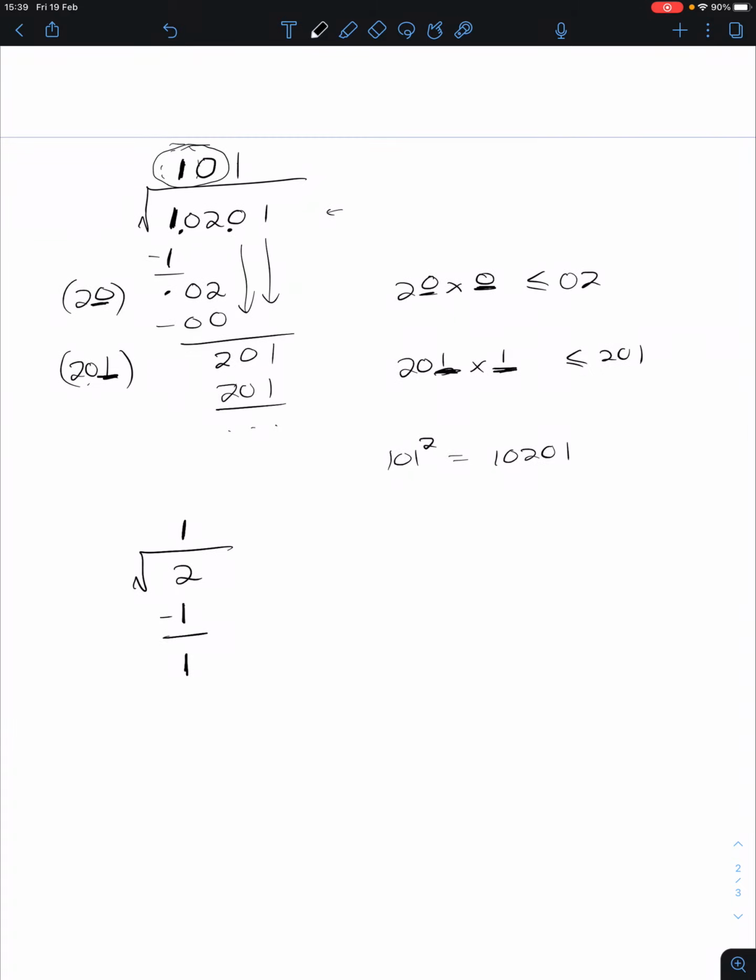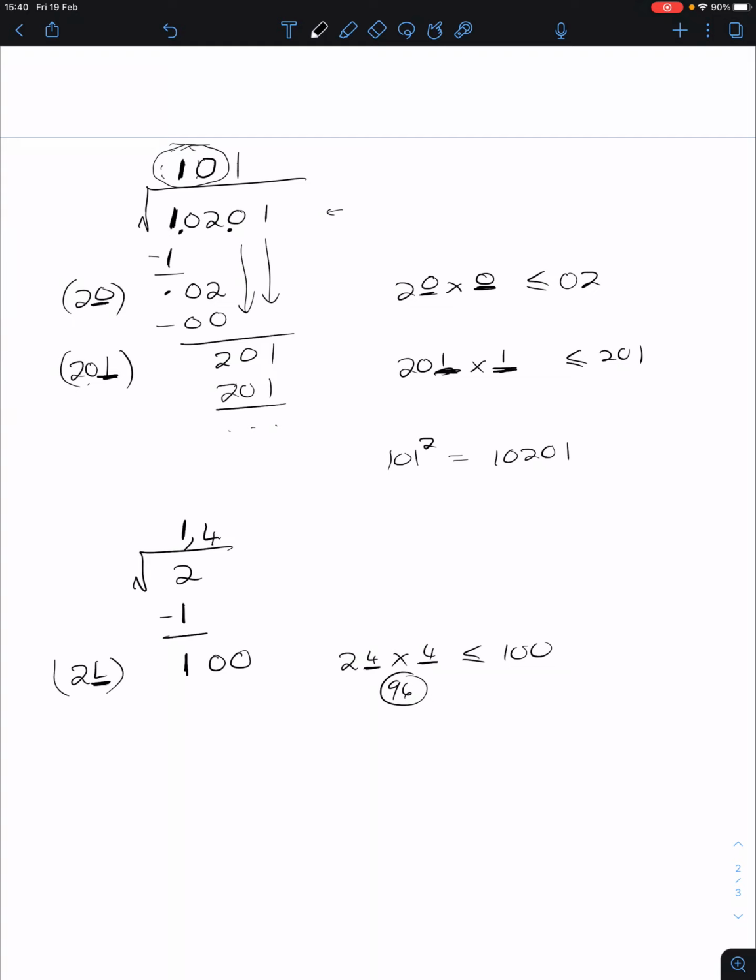Then you bring down the next digits, 1 comma something. Okay, so the next digits will be 0, 0. Then you take the 1 and you double it, and you add a digit. Then we're looking for 2-something times something that is just less than or equal to 100. And that will be 24 times 4, which is 96. So that's our next digit.